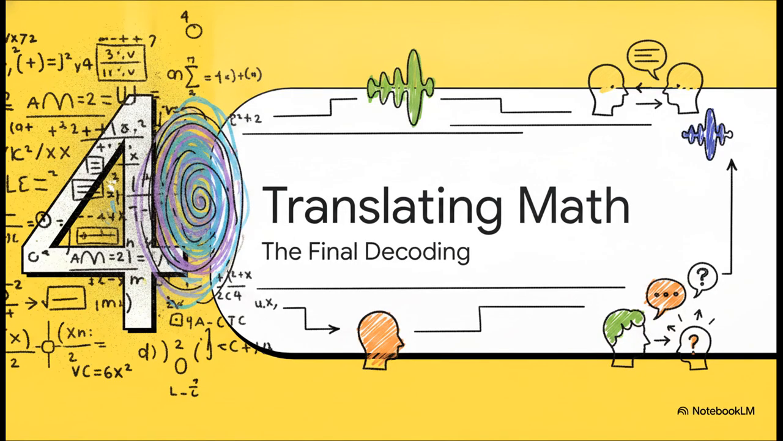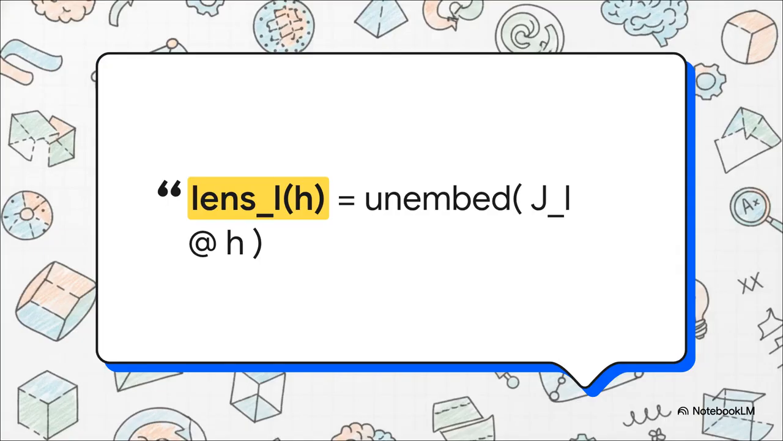And that brings us to Section 4, translating math to words, the final decoding process. Just look at this incredibly elegant formula. We take a dense, entirely unreadable vector from deep inside the model, multiply it by our Jacobian matrix, and then push it through an unembedding function. This single, concise line of code is literally what transports an alien mathematical concept out of the AI's depths and prepares it to actually be read by us humans.